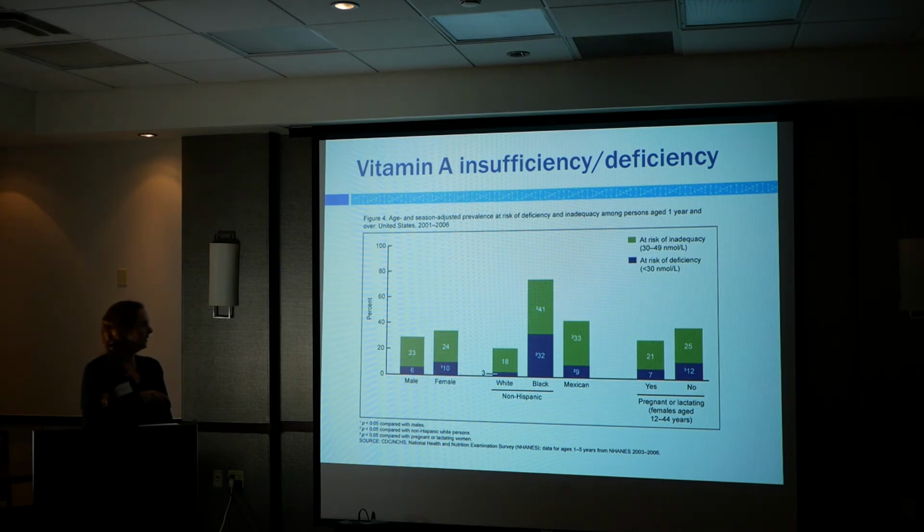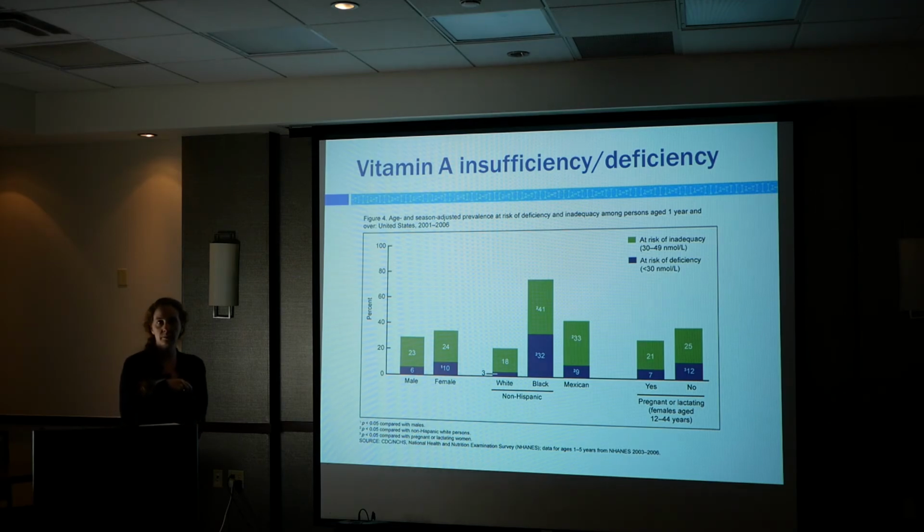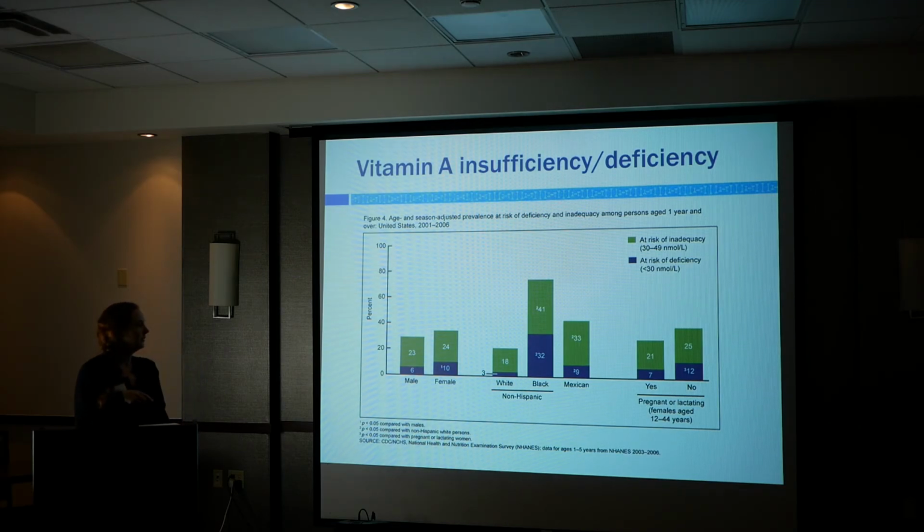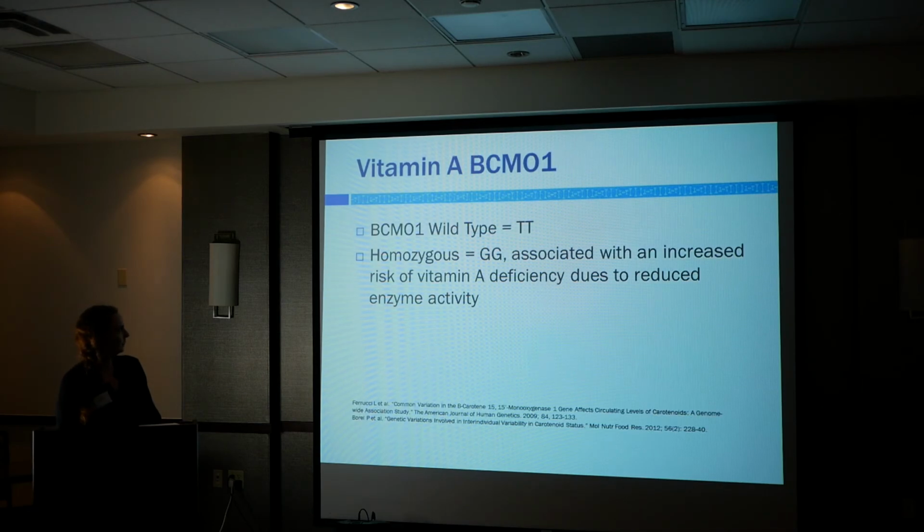This is within the population, and you can see certain populations suffer more from it. At risk for inadequacy is in the green, and at risk for deficiency is in the blue. This is your percent chance of it. Females are slightly more at risk than males, and there are risk factors if you're pregnant or lactating. Vitamin A is important, and a deficiency in it is definitely possible, even in our society.